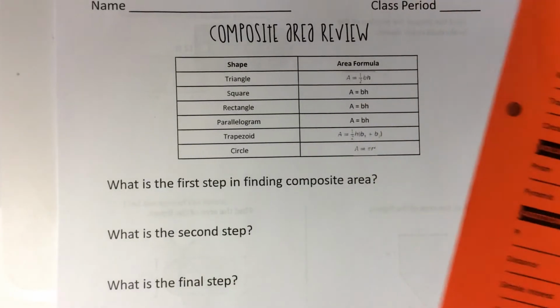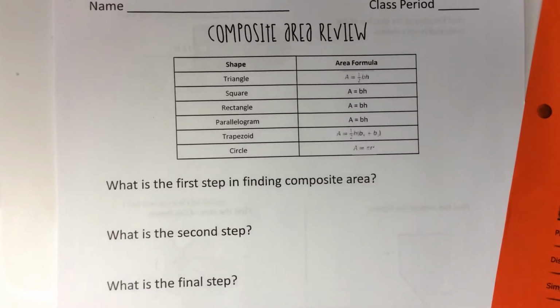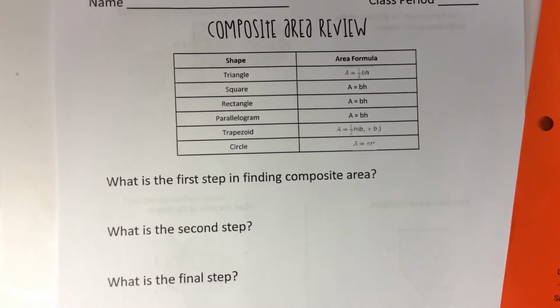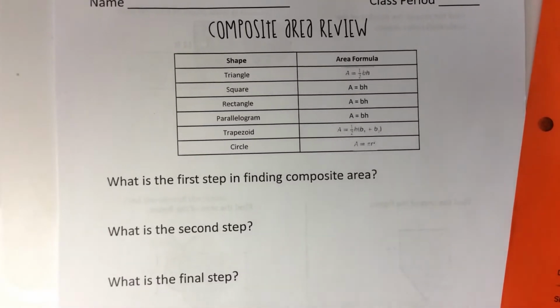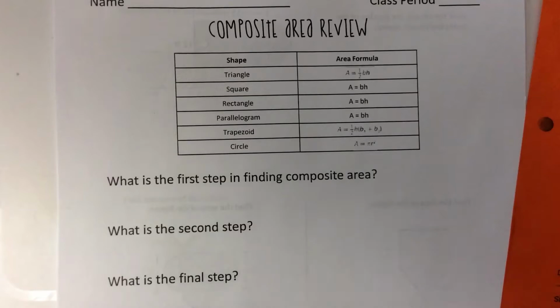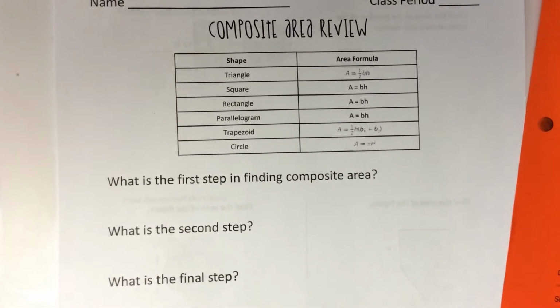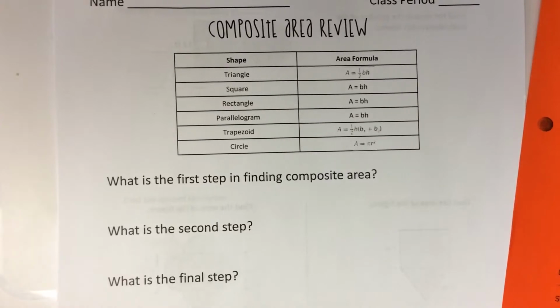Guys, today we're going to talk about composite area. So remember, composite just means that we're going to have more than one shape put together. So to solve that, we have to break it off into pieces or shapes that we know and find the area of each shape. And then depending on the question, we'll either add them all together or subtract them.